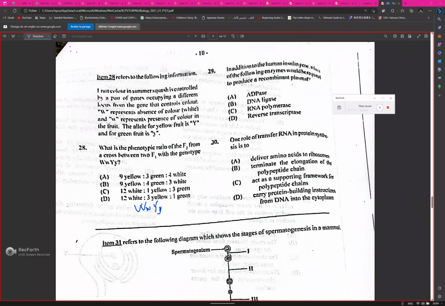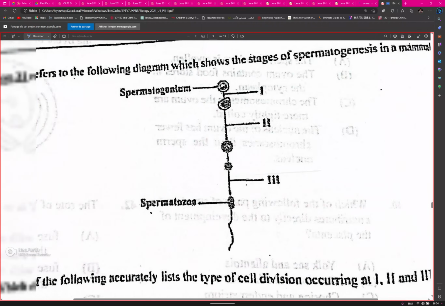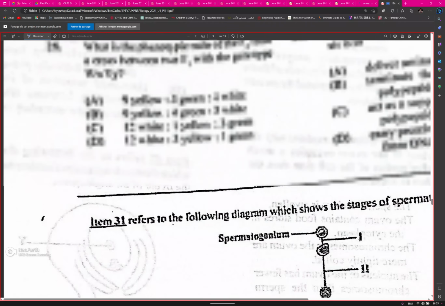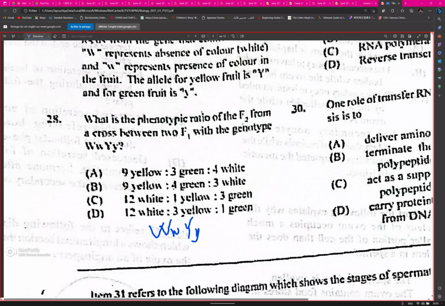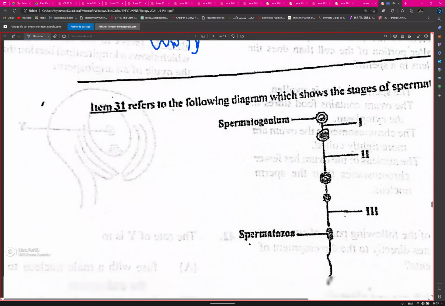So what would be the cross for this? I think we need to resort to a cross. Let us have the cross. Yes, sir. So if the W is inhibiting everything, why would this be a dihybrid? Ah, so you're saying why would it be a dihybrid? Interesting. But it is still going to be a dihybrid because two sets of genes are involved. So let's just have a look at this.